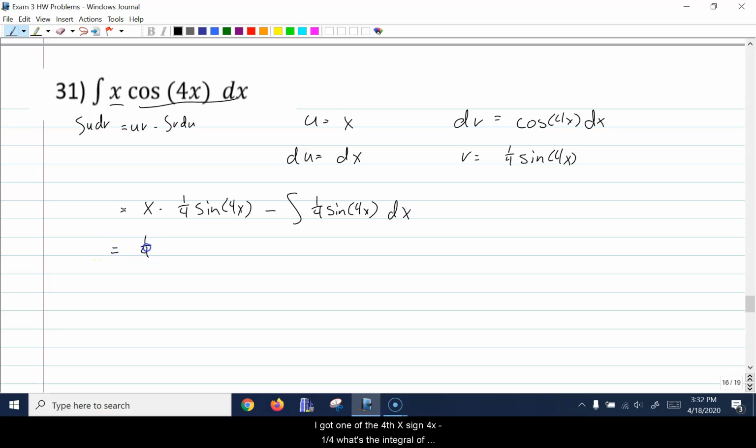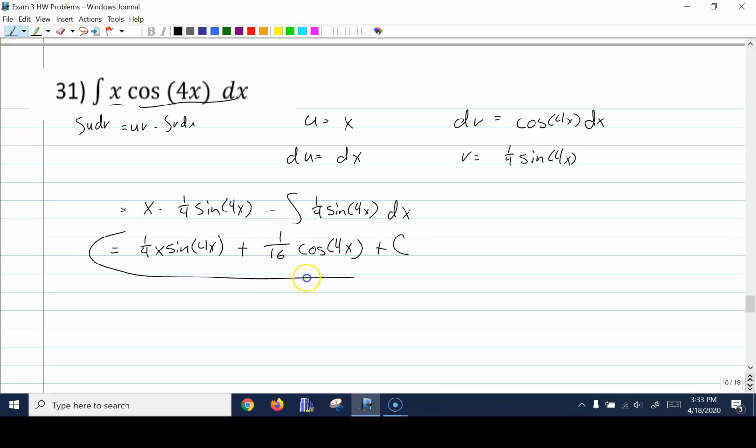I got 1/4 x sine 4x minus a fourth. What's the integral of sine? The integral of sine is negative cosine, and then I've got to divide by that 4 again. A fourth of a fourth, I guess I should do that. A fourth times a fourth is 1/16. Cool.